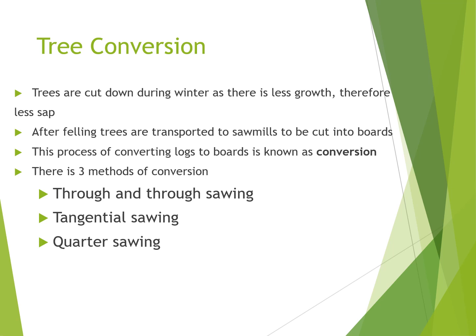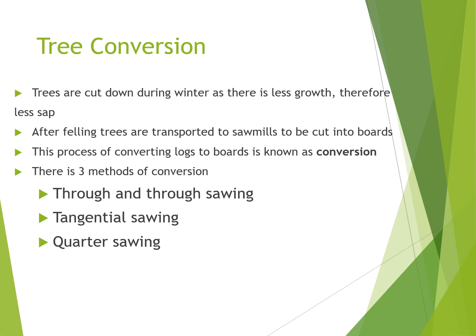After felling the trees, they're transported to the sawmills, where they're going to be cut into boards. This process of cutting logs into boards is known as conversion, and there are three main methods of conversion. The first one being true and true, the second one being tangential, and the third one being quarter sawing. We're going to talk about these in the next couple of slides.